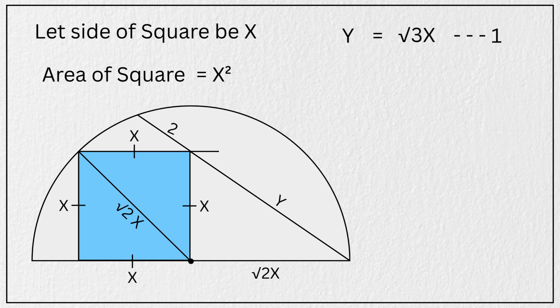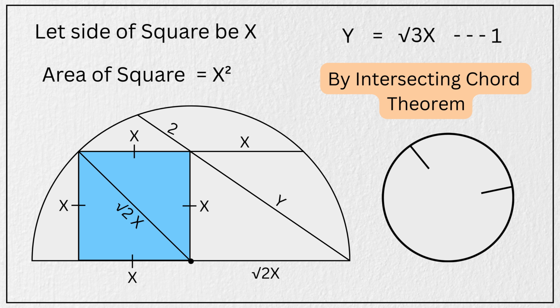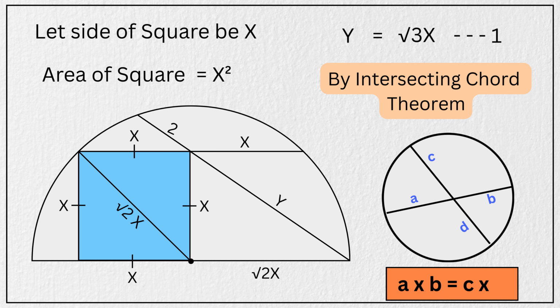Now draw a symmetric line connecting the upper right corner of the blue square to the arc like this. Since this is x units, that means this is also x units, right? We know that according to the intersecting chord theorem, that is, when 2 chords intersect inside a circle, the product of the 2 parts of one chord is equal to the product of the 2 parts of the other chord. That means x multiplied by x is equal to 2 multiplied by y.